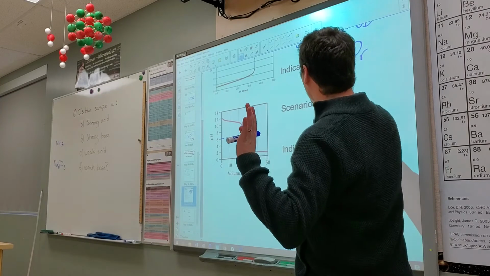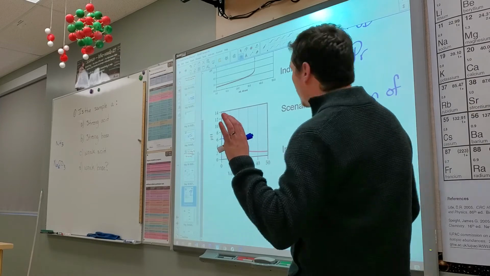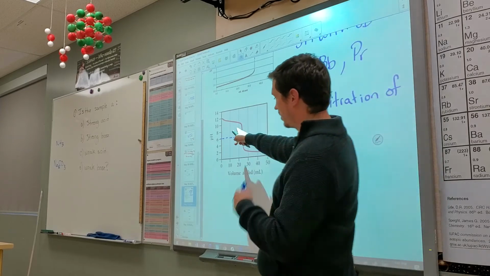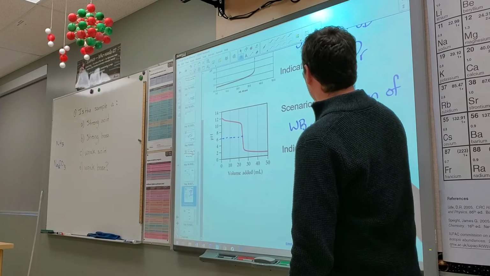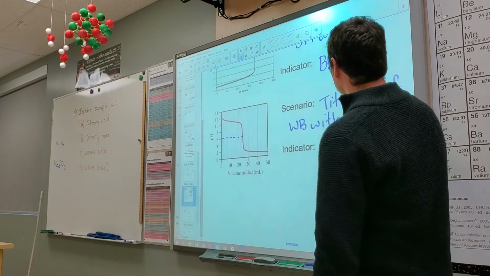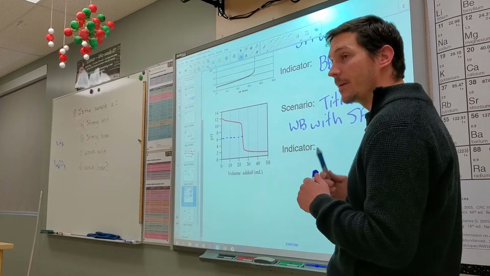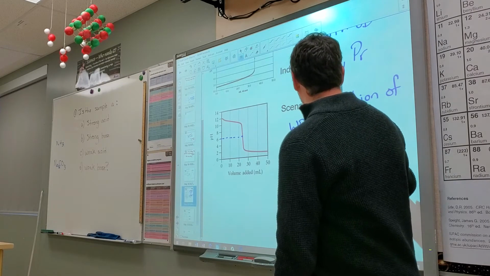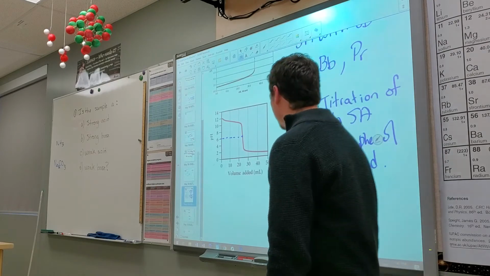That's got to be a weak base, right? So it's the titration, and we always say titration of sample with titrant. So what's our sample here? It's a weak base. Titration of a weak base with, what would we add to a weak base? A strong acid, right? And what indicator would we use for this equivalence point? Chlorophenol red? All right. Perfect.